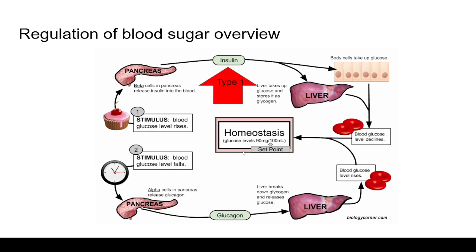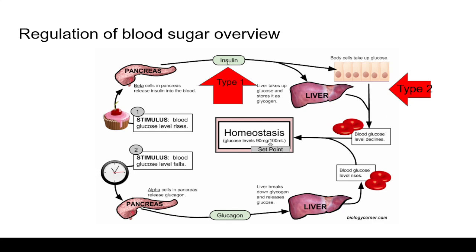Type 1 diabetics have a problem right here. They don't produce insulin, or they produce so little that it doesn't matter. So when they eat something, their blood sugar stays high. And the thing you've got to understand is that high blood sugar damages blood vessels all over your body, and that's the problem. Type 2 diabetics have a problem right here.